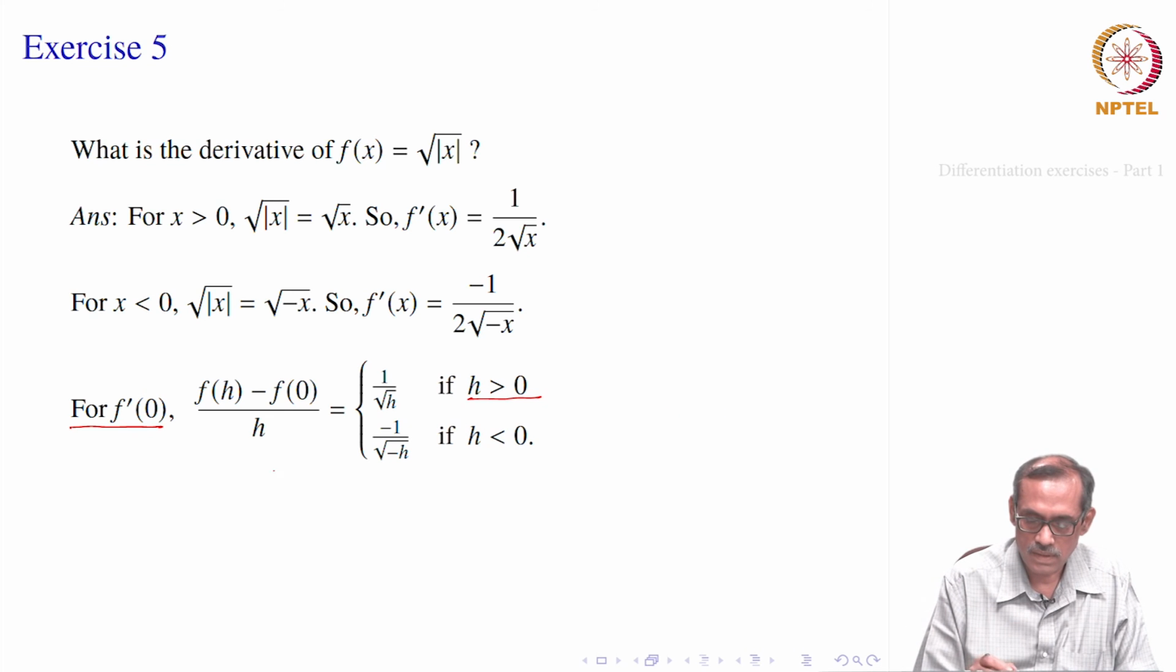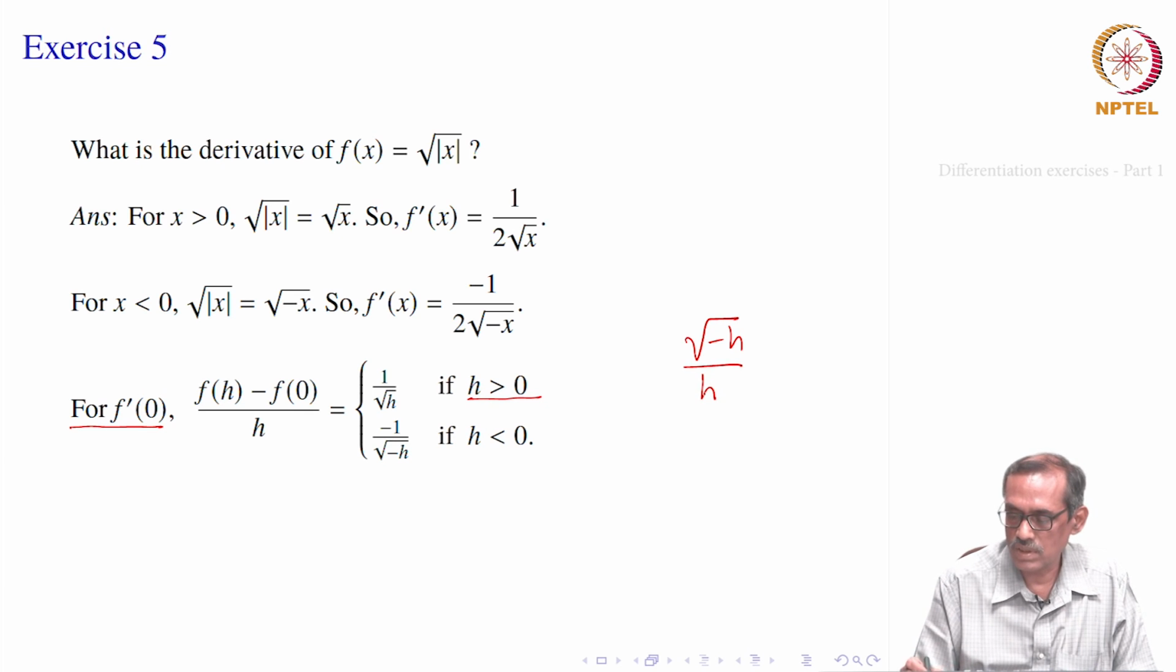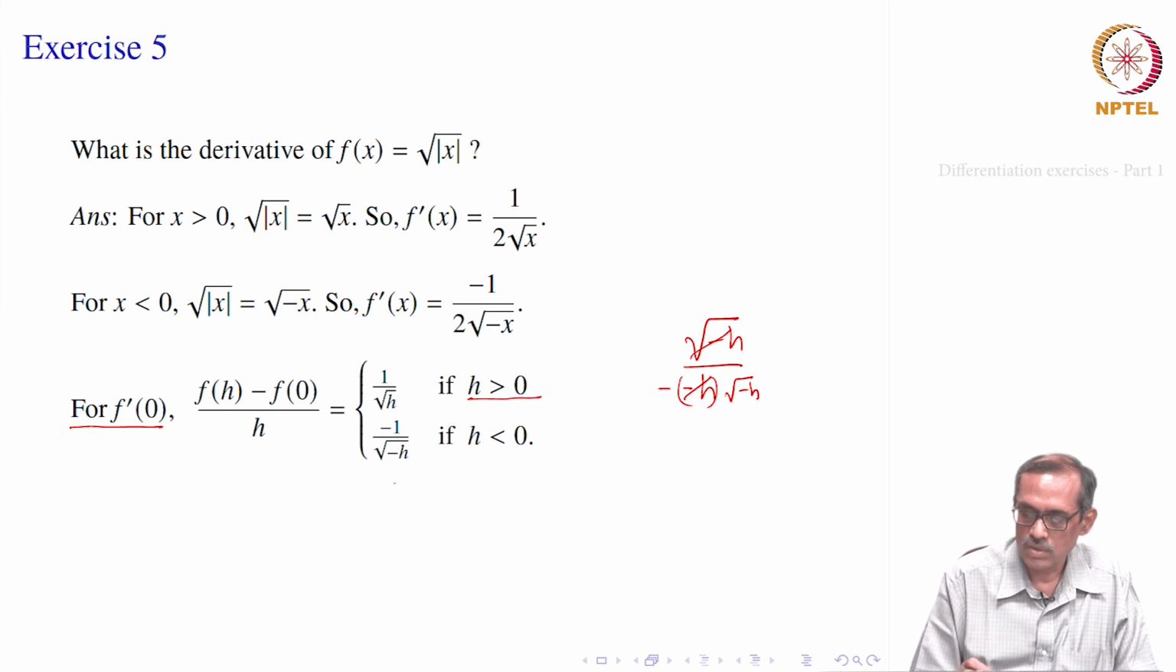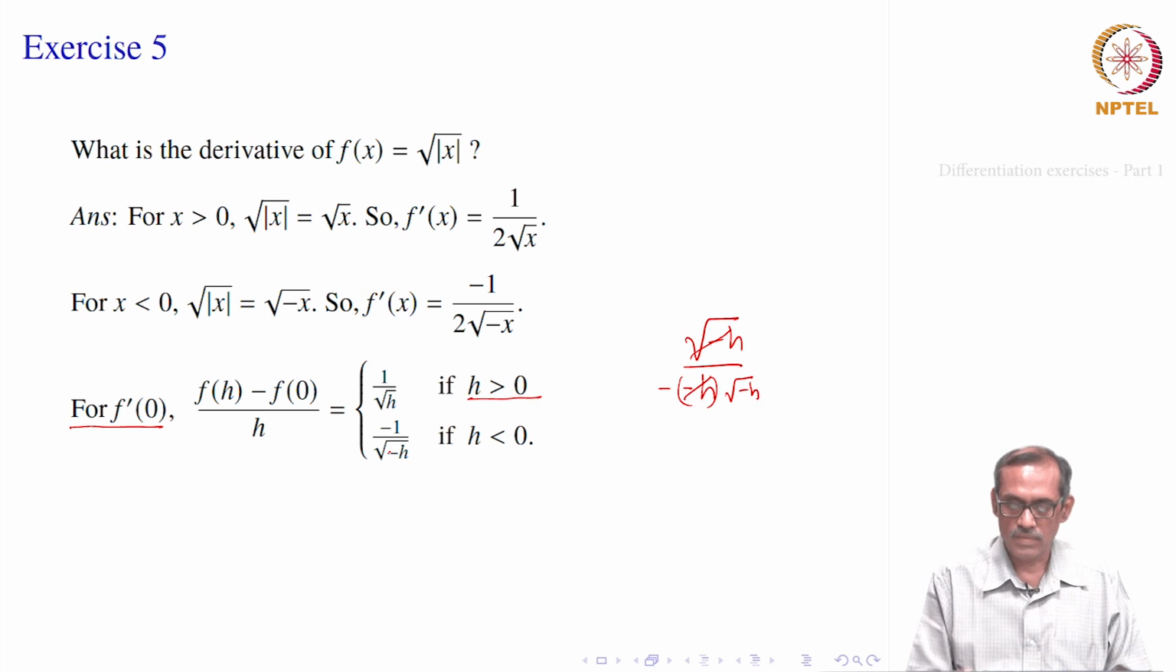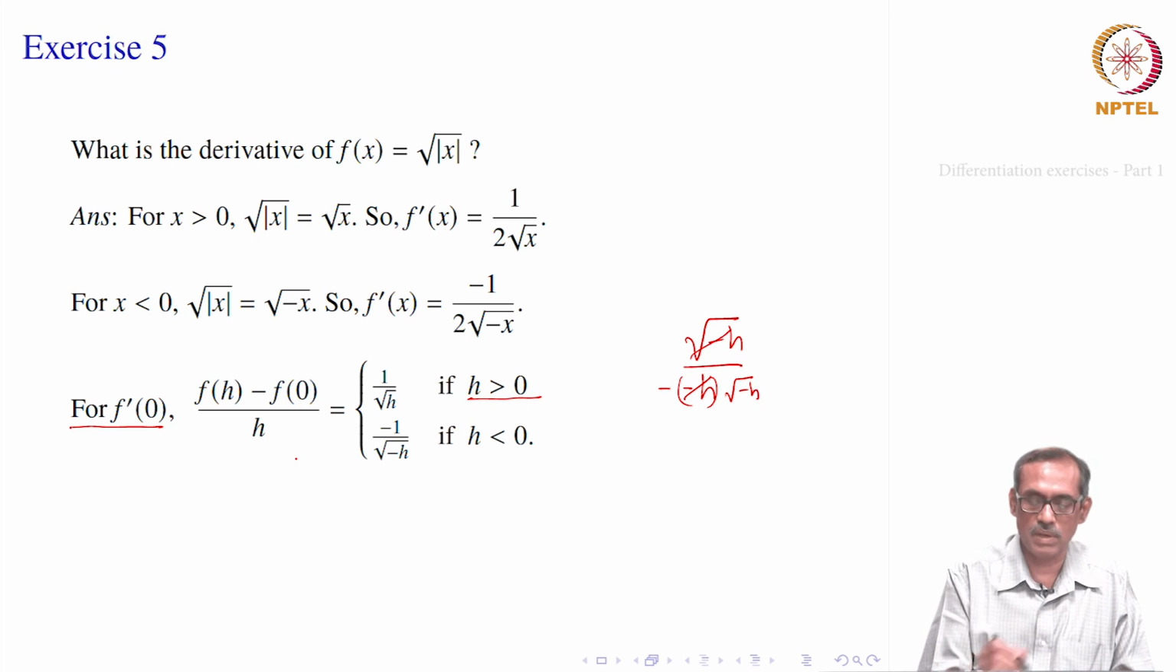Next, when h is less than 0, f of h is square root of minus h. So square root of minus h divided by h: we write h as minus times minus h. Now minus h is positive, so the square root of minus h cancels, and you get minus 1 divided by square root of minus h, for h less than 0. This is how the ratio is evaluated.